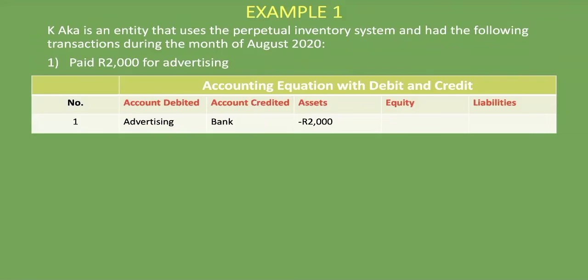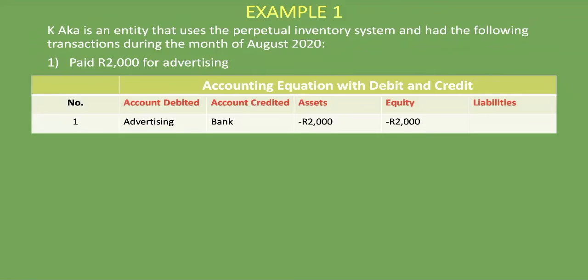Remember, all expenses reduce our equity. So we're going to put there minus 2,000 Rand. It's important for you to remember, what is this 2,000 Rand for? Is it for bank or advertising? Well, like I said, the minus 2,000 Rand under assets is for bank, and the minus 2,000 Rand under equity is for advertising, which is an expense.